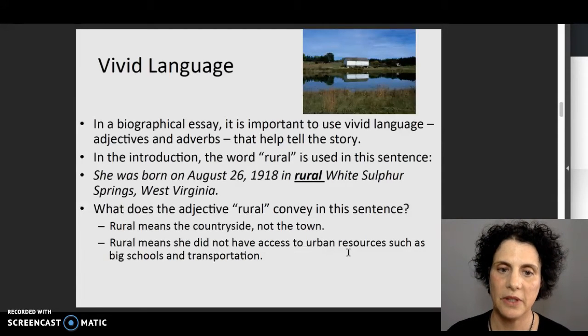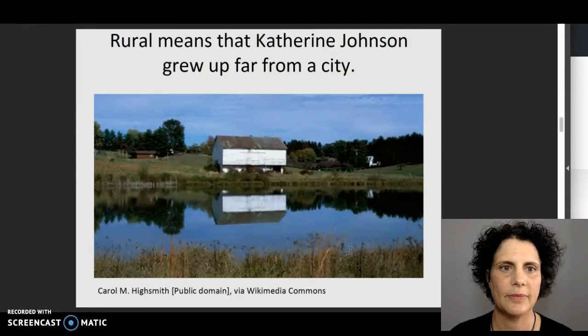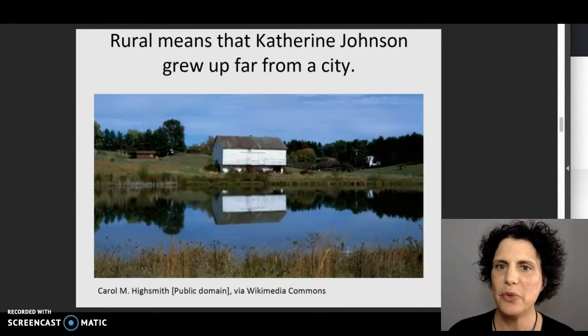Rural means the countryside, not the town. Rural means she did not have access to urban resources such as big schools and transportation. Rural means that Katherine Johnson grew up far from the city.